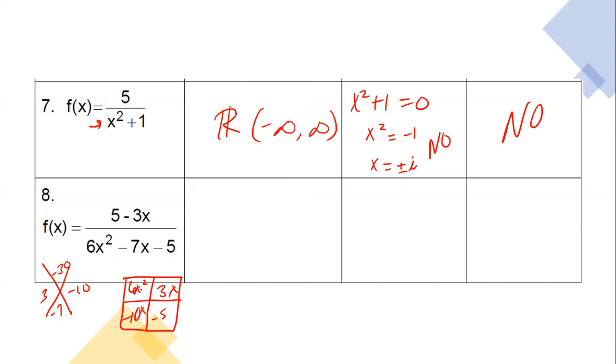The GCF between 6x squared and -10x is 2x. The GCF between 3x and -5 is 1. The GCF between 6x squared and 3x is 3x. The GCF between -10 and -5 is -5. Toodles. So therefore, my factors of the denominator are, I'm going to write it down here, 2x plus 1 times 3x minus 5. I did it.